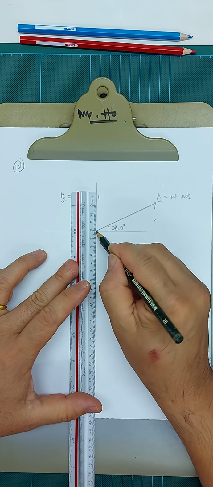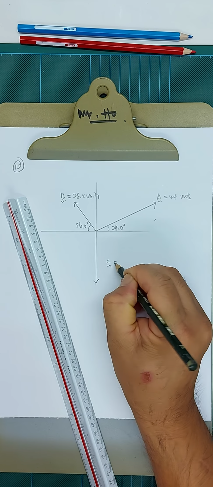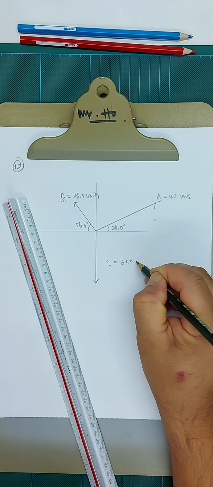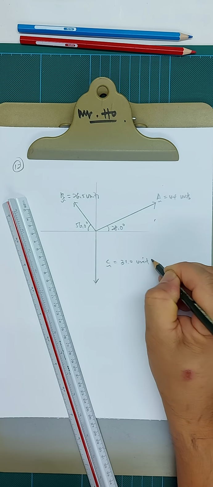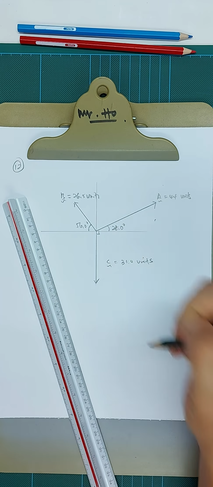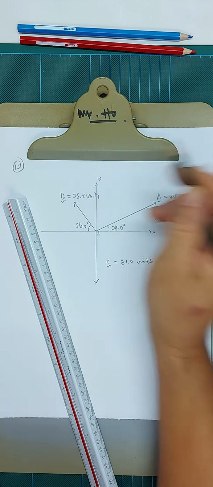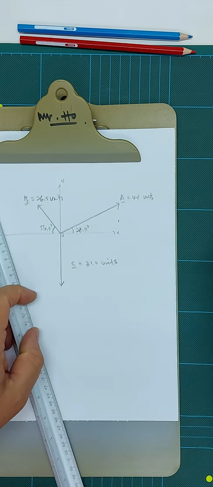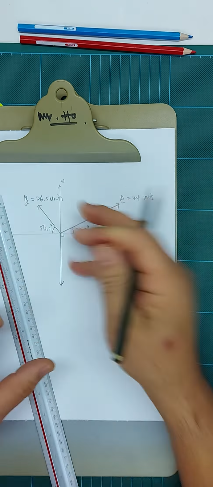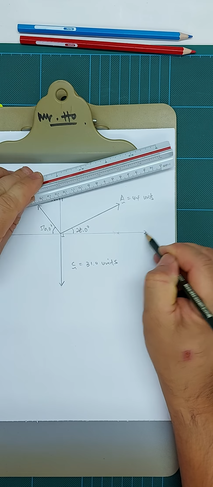And our last vector is C. It's straight down. There's your C, and it is 31.0 units. Okay, and the direction is 90 degrees from the horizontal line. So this is our X, this is our Y. So split them into their horizontal and vertical components.